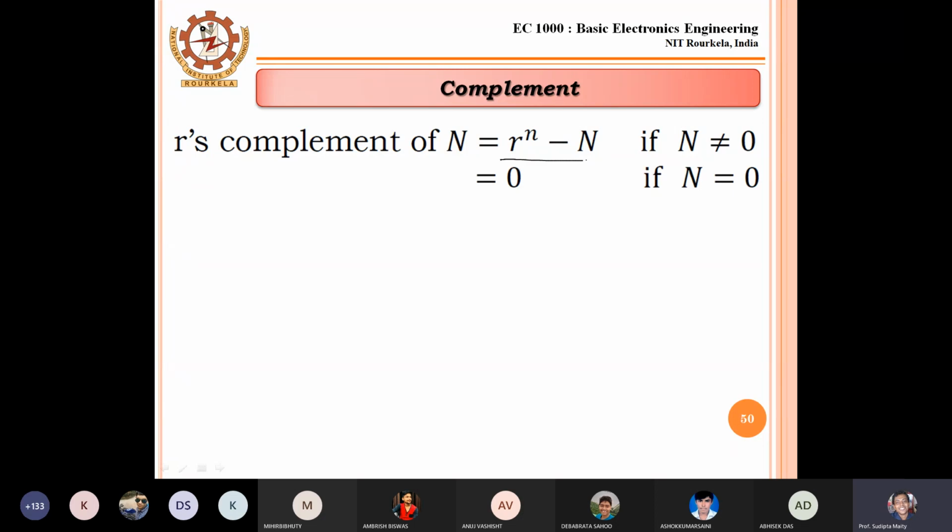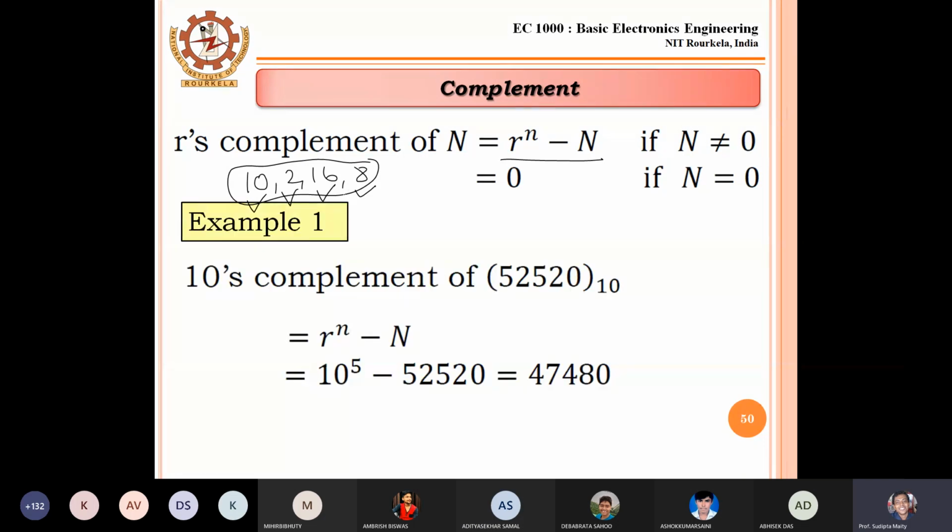What does R signify? I told you, base. R can be 10, 2, 16, 8. It signifies the decimal number system, the binary number system, the hexadecimal number system, the octal number system. R can take any value. Is it clear right now? Yes, I got it. Okay.